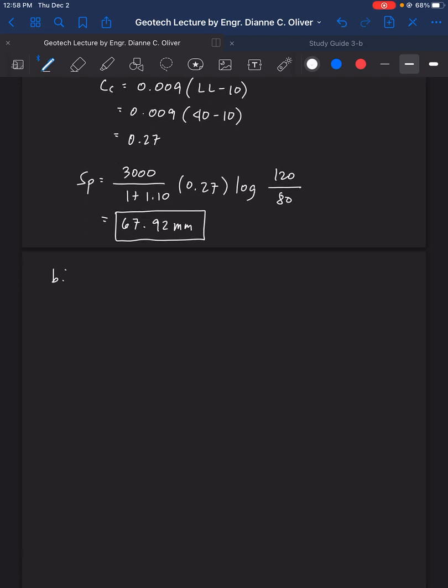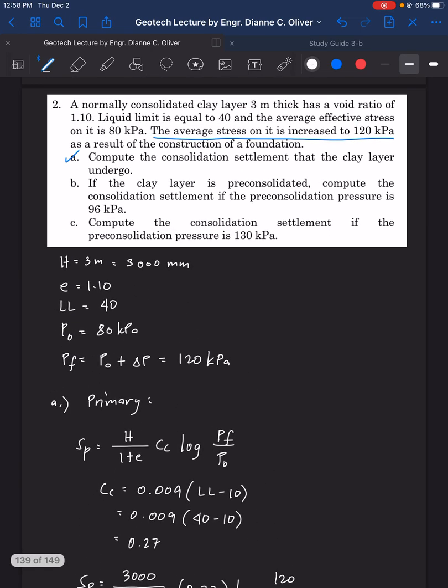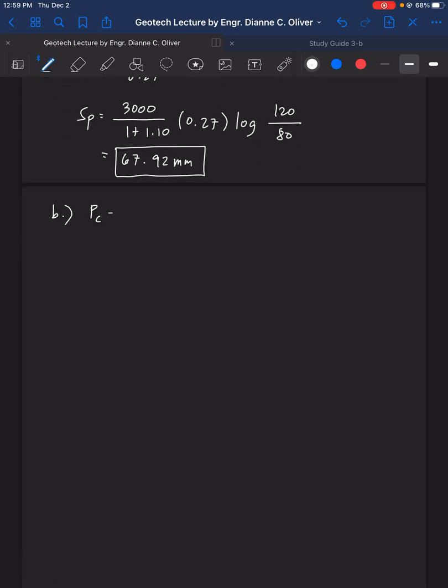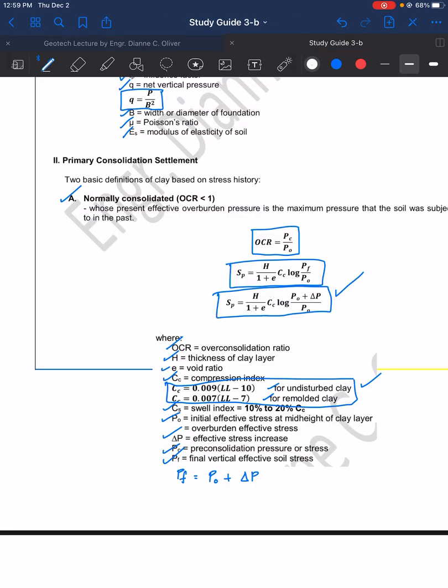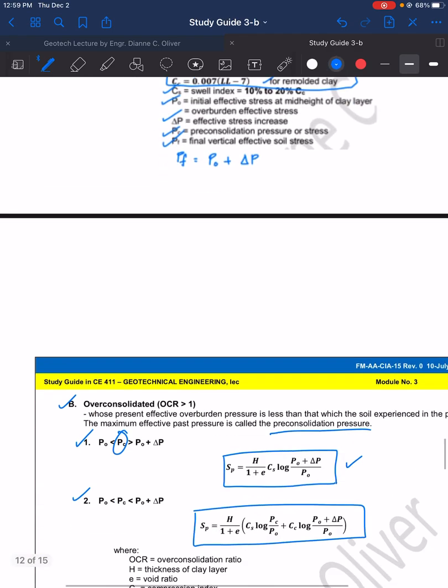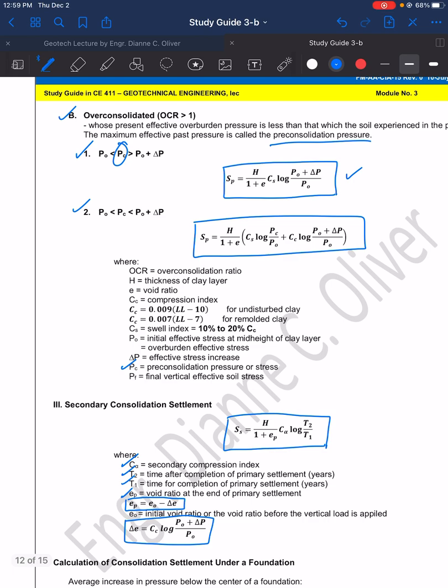Okay, let's go to letter B. For letter B, if the clay layer is pre-consolidated, compute the consolidation settlement if the pre-consolidation pressure is 96 kilopascal. So this time, PC is given. So PC is 96 kilopascal. And if PC is given, we won't use the normally consolidated clay. We will have the over-consolidated. So we will check which among these two cases fits.